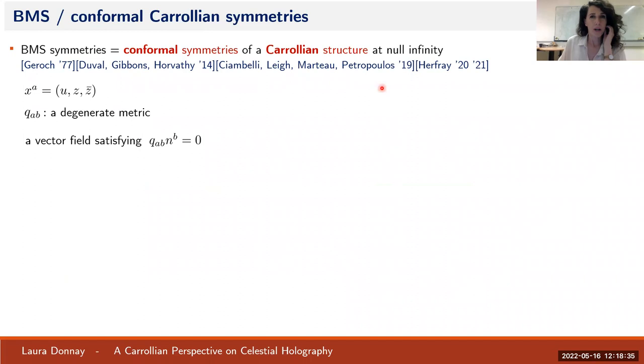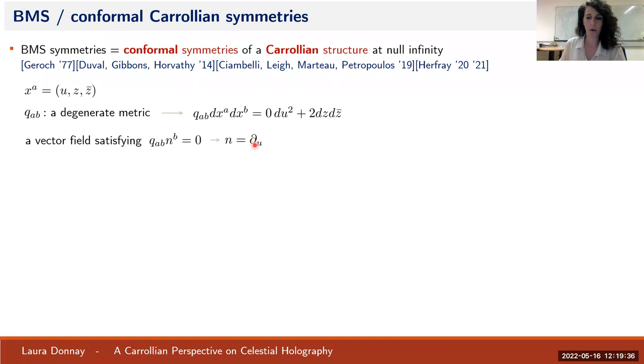So there is another way of phrasing these BMS symmetries as actually they are exactly the same as the conformal symmetry of a so-called Carrollian structure at null infinity. What is the Carrollian structure? It is the structure that is endowing any sort of null hypersurface. So basically, a Carrollian structure is defined by these two ingredients. You have to have a degenerate metric, q_ab, and a vector field n, which lies inside the kernel of this degenerate metric. So for the null hypersurface we're interested in, this is just the form of the degenerate metric. And well, now I'm working on the plane, and the vector field is just d by du, where we call u the retarded time, which is running along the boundary of flat spacetime.